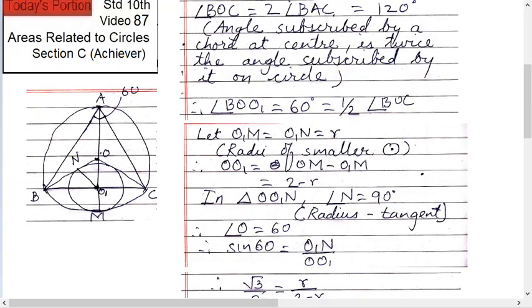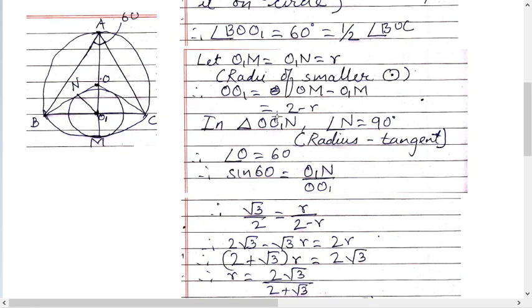Now let O1M equals O1N equals R. This is what we have to find. O1N is required, that is the radius of the smaller circle. Now OO1 equals OM minus O1M, right. Now OM, do you know? Yes, 2. So 2 minus O1M, which we have just now written as R, so 2 minus R. So OO1 you know now, that is 2 minus R. Pay minute attention to this section. This is very important. See here, OO1 you have got as 2 minus R.